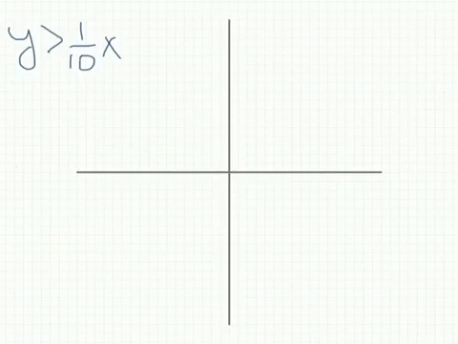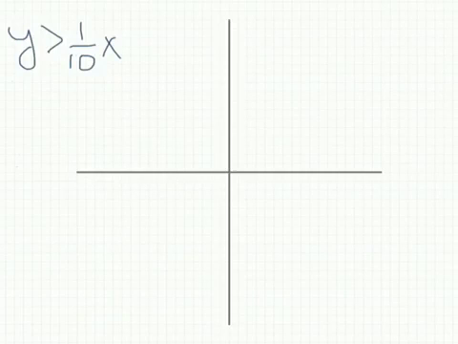So to graph a linear inequality, we have 3 steps. The first step is going to be to graph the boundary line. To do that, we're just going to change the inequality sign to an equal sign. The second step is going to be to decide if it's a dashed or solid line. And the third step is going to be our shading. So let's do the first step.